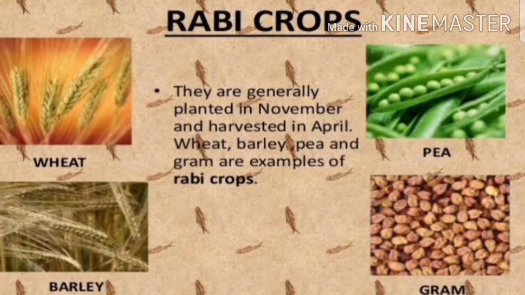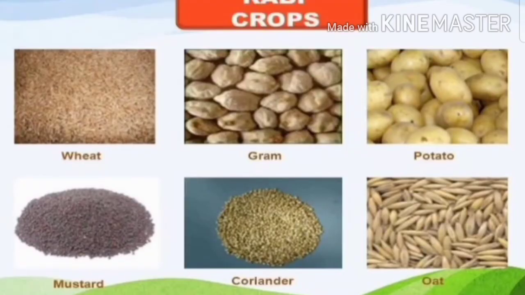Second one is Rabi crops. They are generally planted in November and harvested in April. Wheat, barley, pea and gram are examples of Rabi crops. Here are some more examples of Rabi crops: wheat, gram, potato, mustard, coriander and oat. These all are examples of Rabi crops that are mainly grown in the winter season.